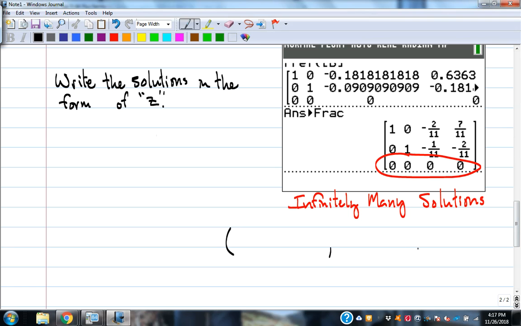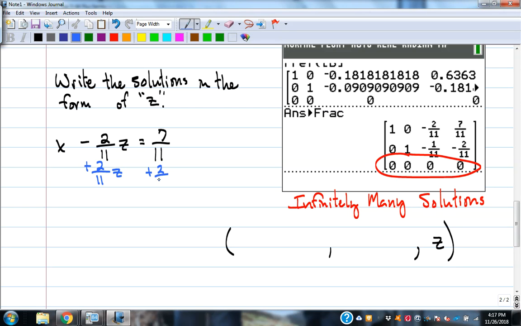So you're going to have something for X, something for Y, and then Z is going to be the only variable in those things. So what we do is we take that first row, and if you convert it back into an equation, it's X minus 2 over 11 Z is equal to 7 over 11. We need to get X in the form of Z. So that means I need to take that equation and just get X by itself. It's not a hard thing. It's really easy. It just seems difficult.